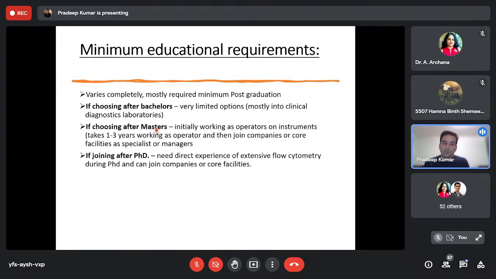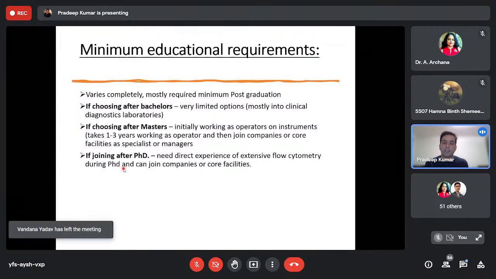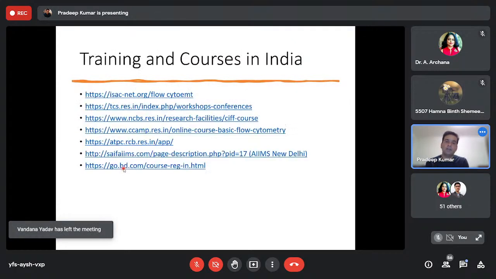But if you are joining after PhD, then you need direct experience of extensive flow cytometry or any other technique during your PhD, and then the vendors from different companies basically know you were doing experiments of that technique, and then they can invite you, or you can apply through them, or you can join different companies or core facilities.